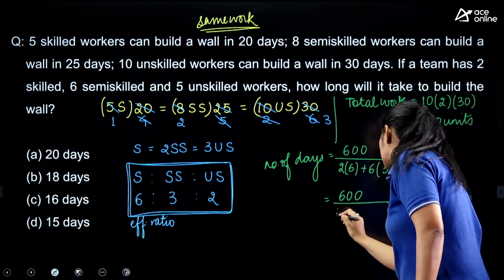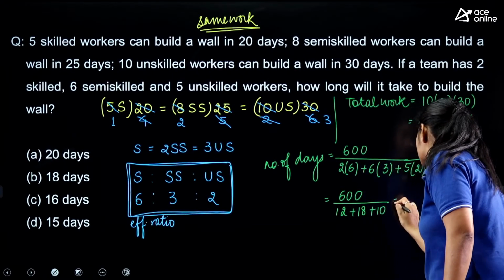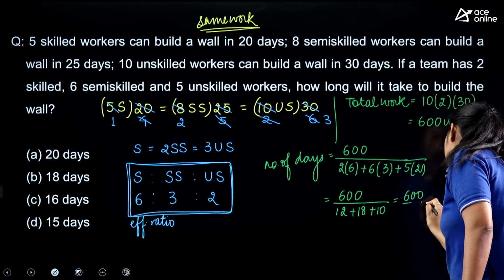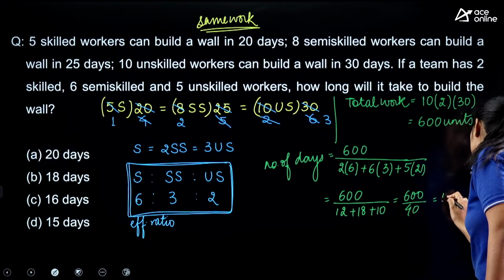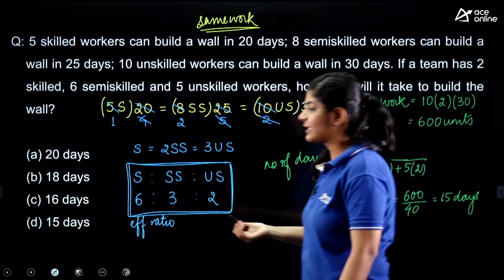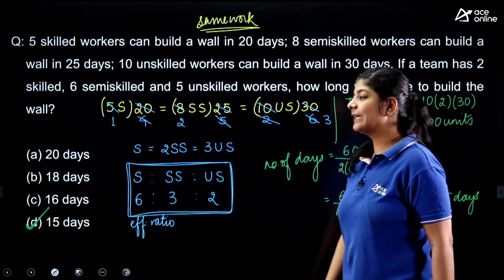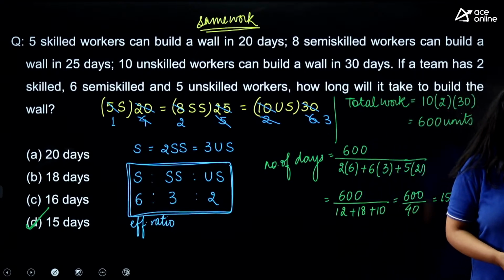600 divided by 12 plus 18, that is 30, 30 and 10, that is 40. 600 divided by 40, and here I got my answer: 15 days. In 15 days they will build the same wall. Option number D is the correct one.